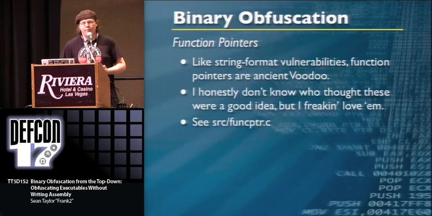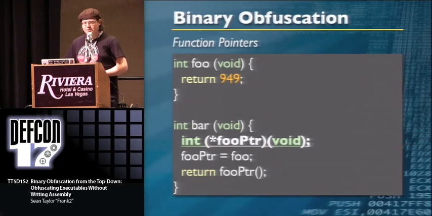These are some sort of ancient voodoo employed by the K&R book that basically allow you to cast variables as functions. It's really cool and fun to work with because with function pointers you can basically do whatever the hell you want. Let's look at an example of what exactly a function pointer is.